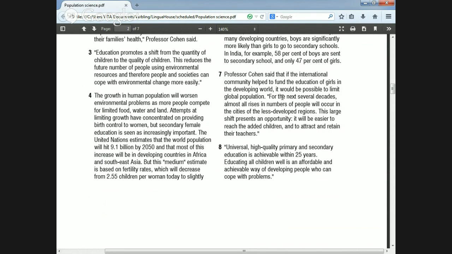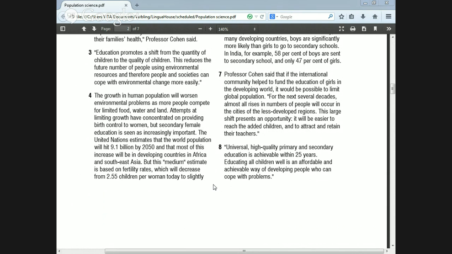Any words in here that you do not know? No. Okay. Next one. Universal high-quality primary and secondary education is achievable within 25 years. Educating all children well is an affordable and achievable way of developing people who can cope with problems.